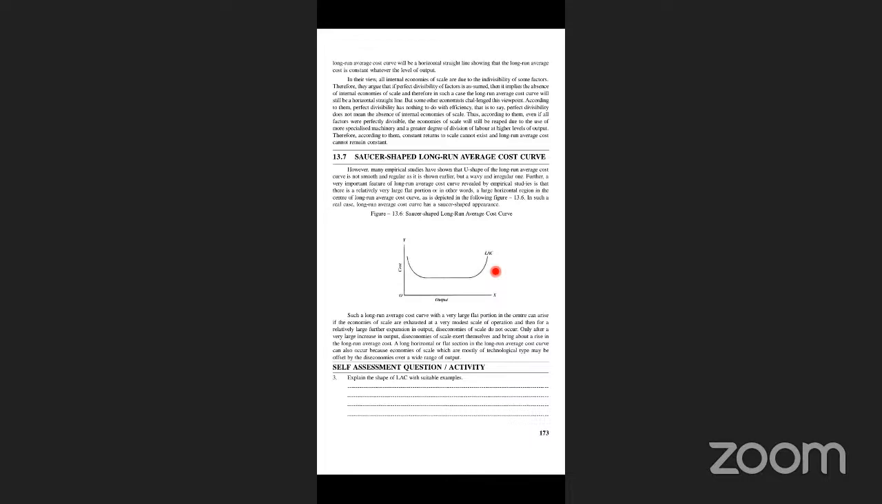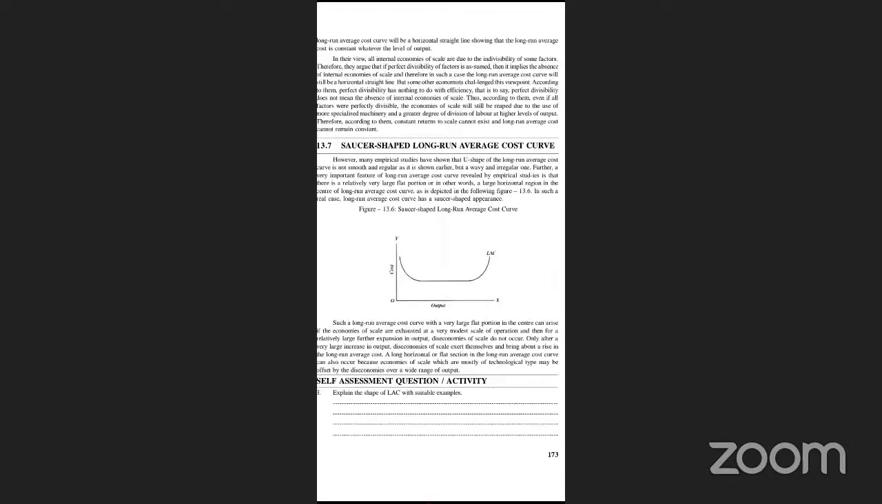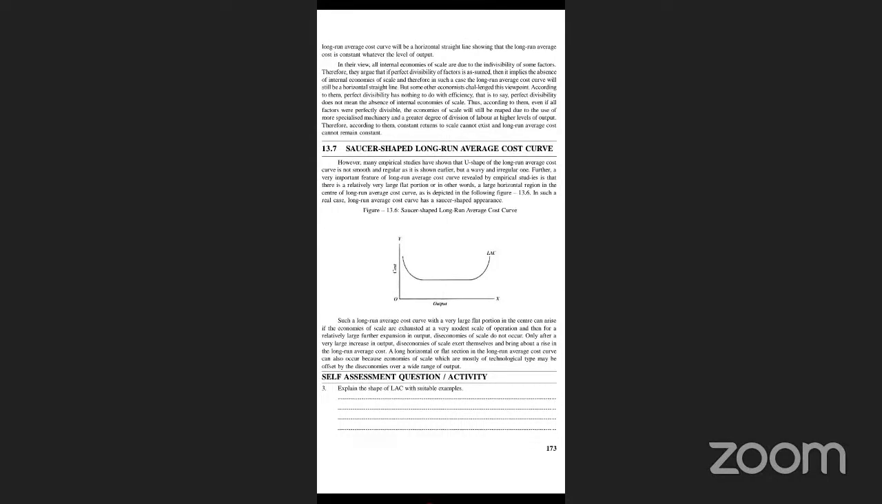Okay, next, the saucer-shaped long run average cost. In the long run, there is a very large flat portion in the center, which arises because of economies of scale. If any expansion is planned, then diseconomies of scale will occur. This happens for a very large increase in output, because of which a long horizontal flat section in the long run average cost curve can occur.